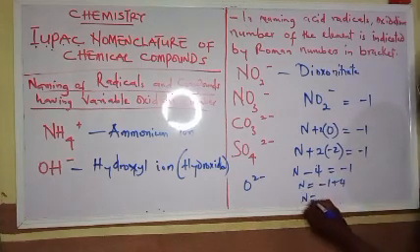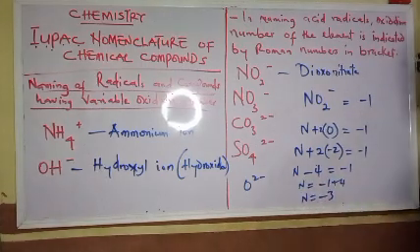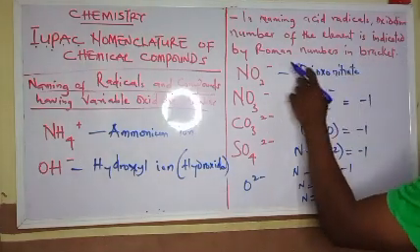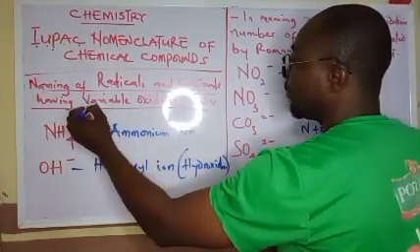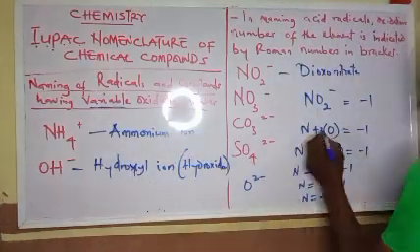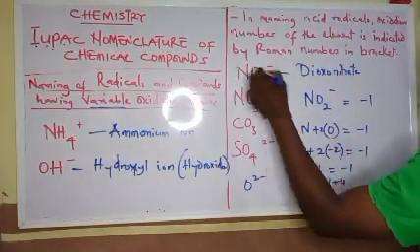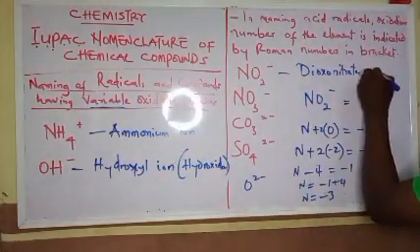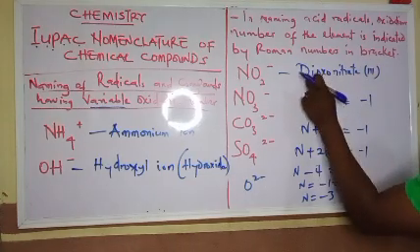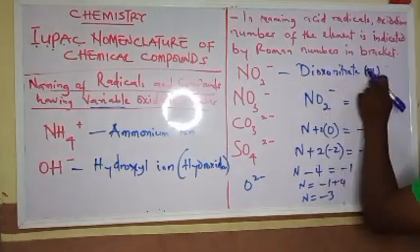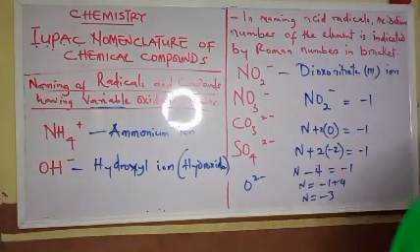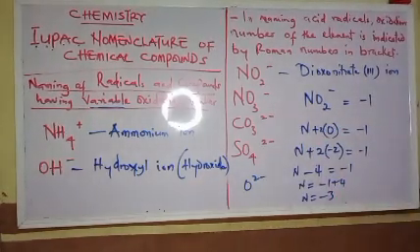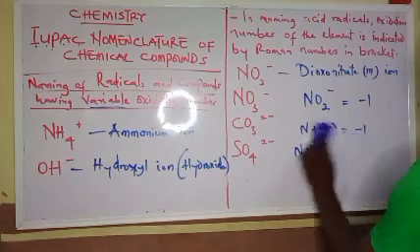So N becomes -1 plus 4, so N becomes 3. Therefore, the oxidation number of nitrogen here, because we are talking about varying oxidation number, becomes 3. So it is dioxonitrate(III) ion.